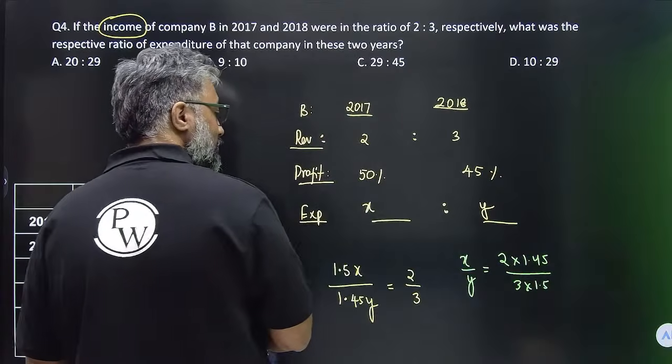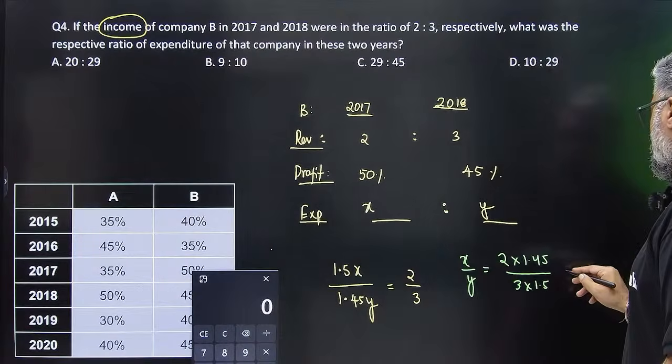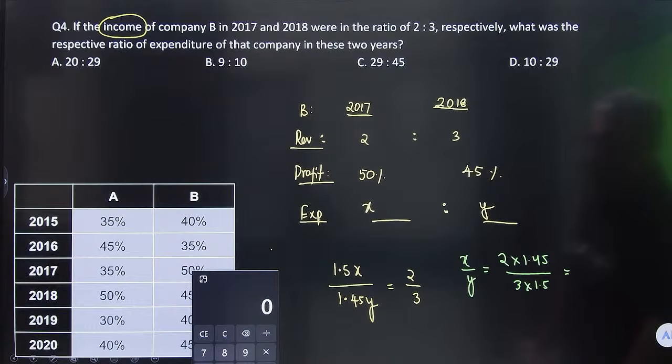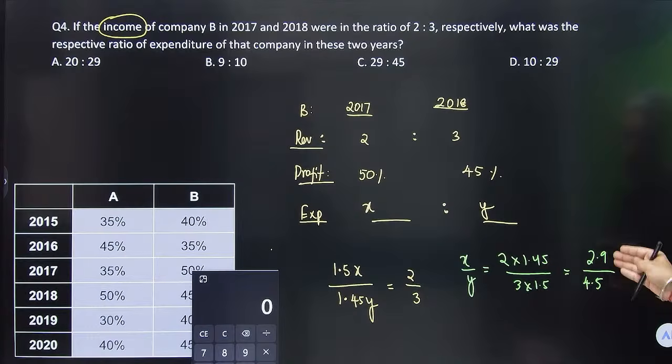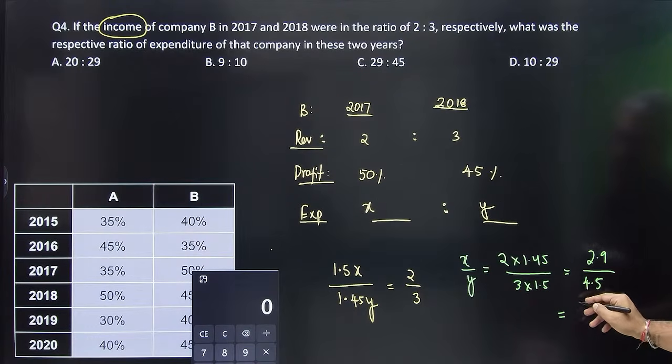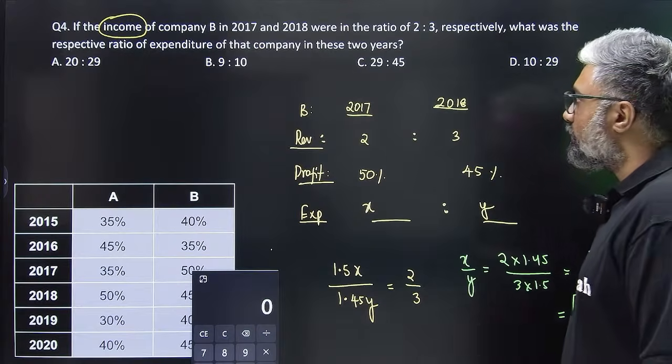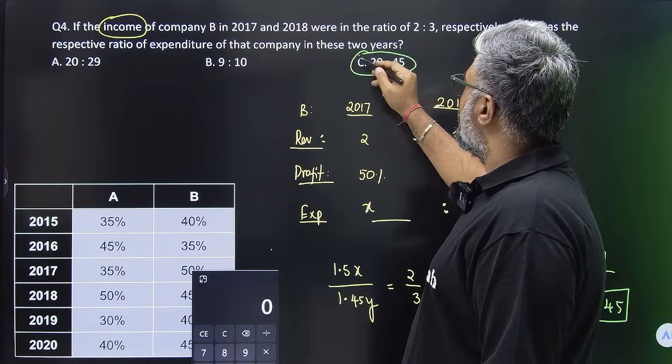I hope you're getting this. So how much is this? What's 1.45 into 2? 2.9. 3 into 1.5 is how much? 4.5. This is the actual ratio. 2.9 is to 4.5, which is nothing but 29 is to 45. There's nothing common between 29 and 45 because 29 is a prime number and 45 is not divisible by 29. 29 is to 45, option C.